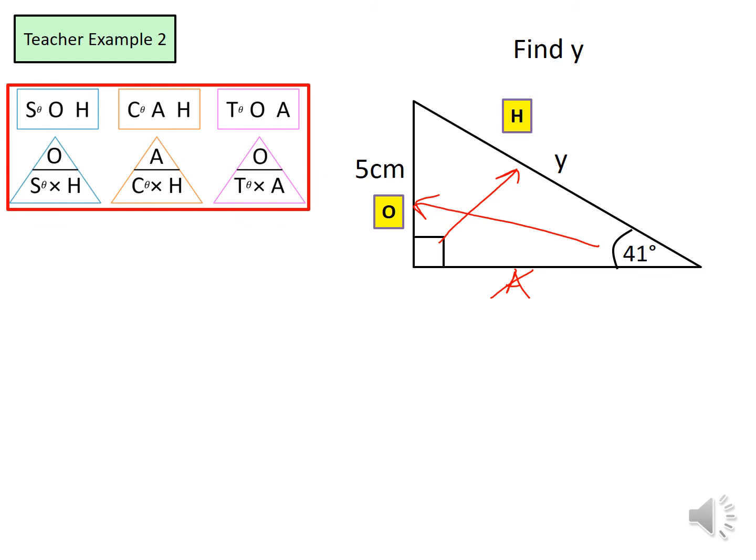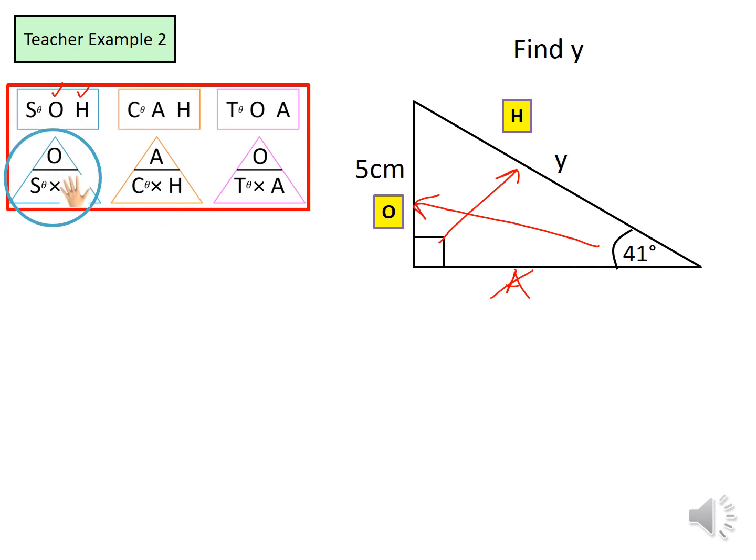If you look at the opposite side, it has a value there, 5 centimeters. If you look at the hypotenuse, we have something we need to work out, which is y. The adjacent has nothing there, so we cross that out. So we're left over with O and H. Which one has O and H in it? Opposite, hypotenuse. Again, we're going to use the sine. What we're trying to cover up? We're trying to cover up the hypotenuse. You're going to cover up the hypotenuse like that.